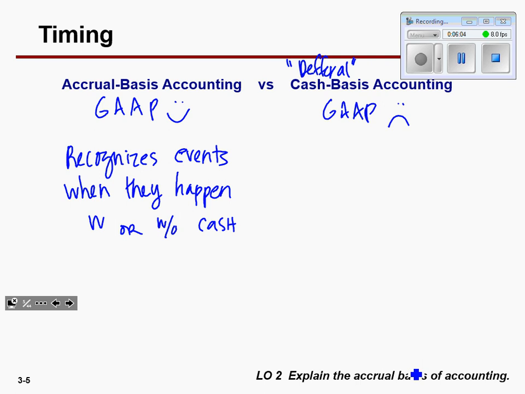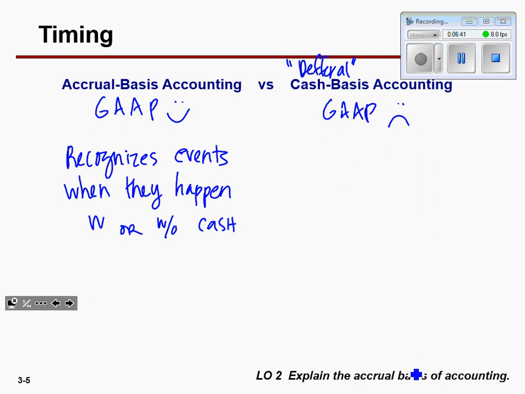So if I sell supplies on account, I'm going to record that when it happens. The question is, have my accounts payable paid me yet? No. Cash basis accounting would not even record the economic event until the cash shows up at your door. Do you see how that gets a little bit messy? So what you need to realize is that GAAP likes accrual, and accrual is simply record the event when it happens, whether there's cash at your door or not.